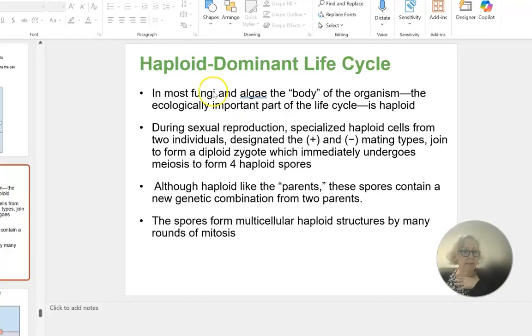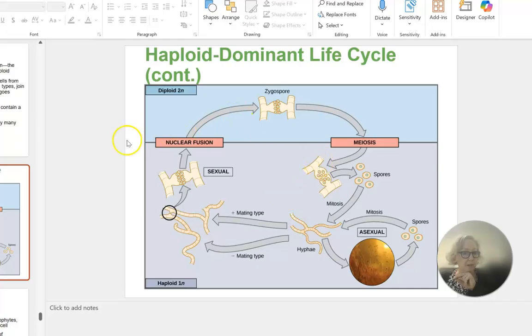Okay? Haploid dominant, this is a fungus, who basically lives like, this is like your sperm got an apartment and lives by itself. That's what fungi are doing. They do have sexual reproduction: specialized haploid cells, designated positive and negative, join to form a zygote, which immediately undergoes meiosis to form haploid cells. Okay, so this is what it looks like. This is most of their life here as a haploid, right? This is like your sperm and egg gets its own apartment and lives like this. You do get a zygospore, but then it just goes right back into meiosis. Okay?